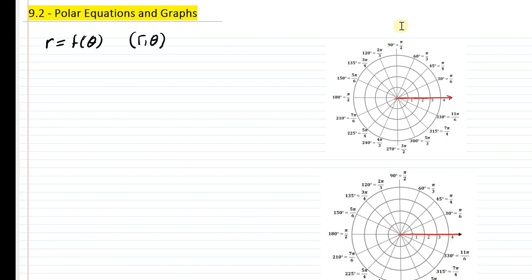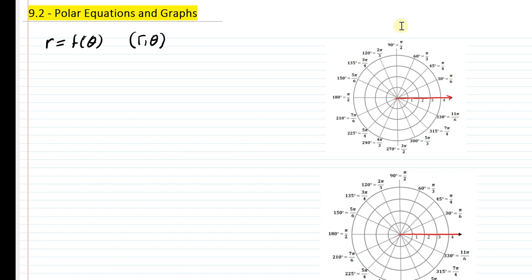This time we're going to talk about polar equations and graphs. Previously we talked about polar coordinates where we introduced the polar coordinate systems. And in this lecture we're going to continue on, and we're interested in graphing polar equations.